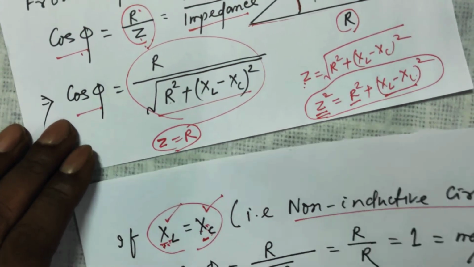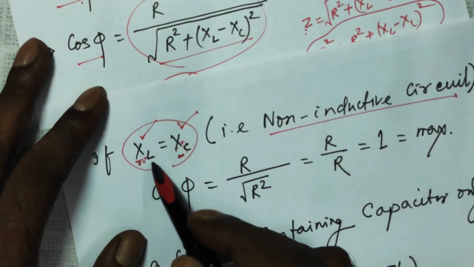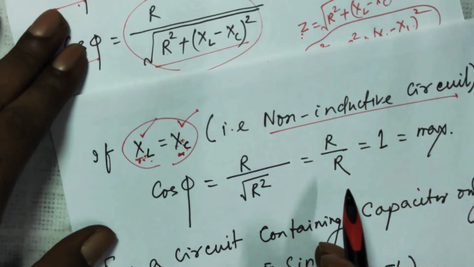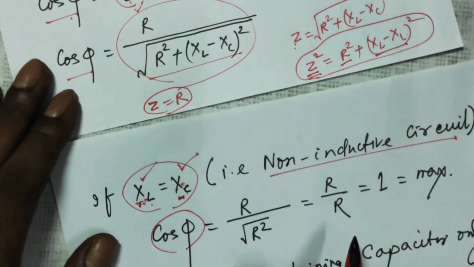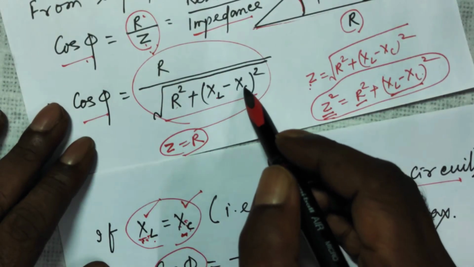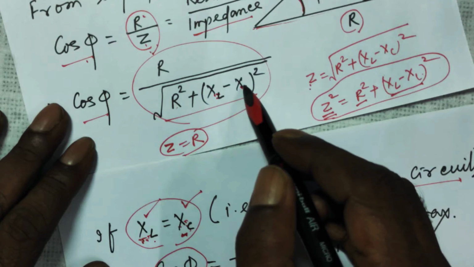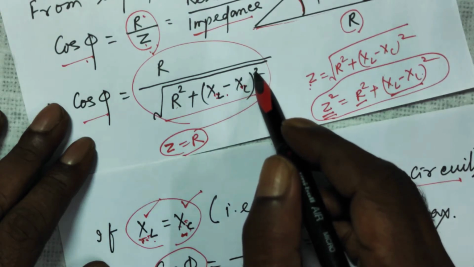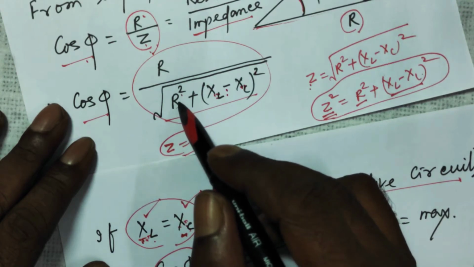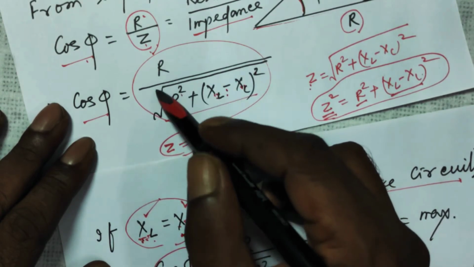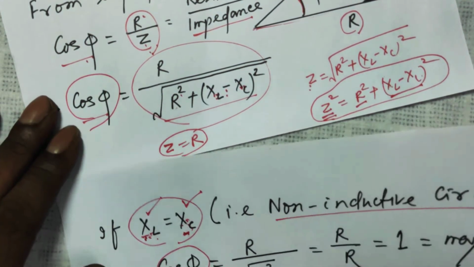So the circuit is called non-inductive, right? Means resistive. So if XL is equal to XC, that is a non-inductive circuit. Now cos phi will be, now if XL is equal to XC, this minus this is 0. Now square of 0 is 0. R square plus 0 is R square. Square root of R square is R. R cancels with R, leaving 1. So cos phi is equal to 1.